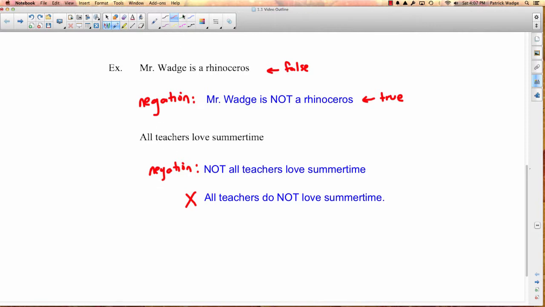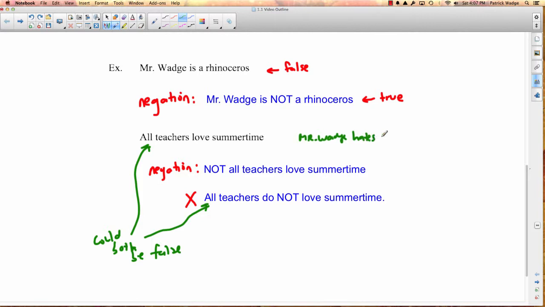But for these two, the statement here and this potential negation here, it's not the negation, they could both be false. Let's figure that out. Why could they both be false? Well, all teachers love summertime. That could be false if even one teacher doesn't love summertime. So let's say that me, Mr. Wodge, I hate summertime because I don't get to spend time with my wonderful students. So if this is true that Mr. Wodge hates summertime, then this statement here is false.